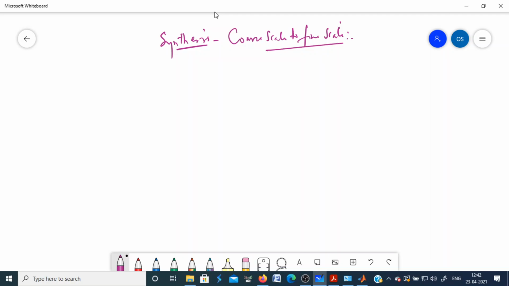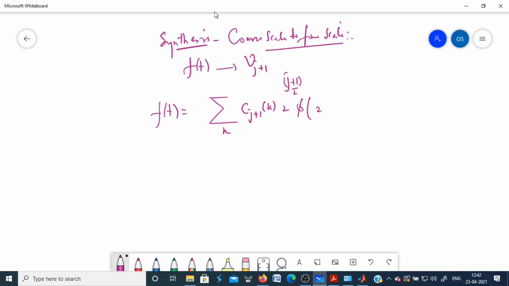Okay, so what we do in that, you can have again the same mathematics that we have used, but let me repeat it again. Suppose you say that the function f(t) is in a space V_{j+1}. In that space, this function f(t) can be expressed using the scaling functions only, without the need for any wavelets. This we have discussed in the multi-resolution analysis. So you can have c_{j+1}(k) 2^{(j+1)/2} phi(2^{j+1} t minus k).